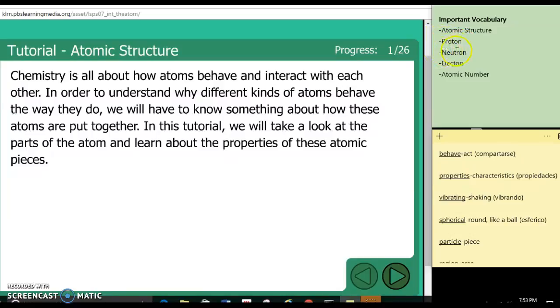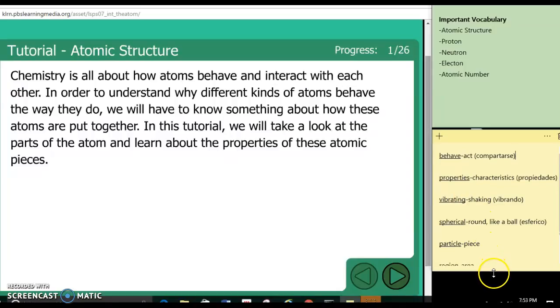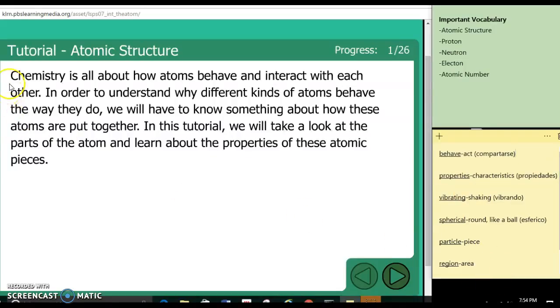proton, neutron, electron, and atomic number. The words here in yellow are words that are going to be important for you to know to understand the article. Read along with me.